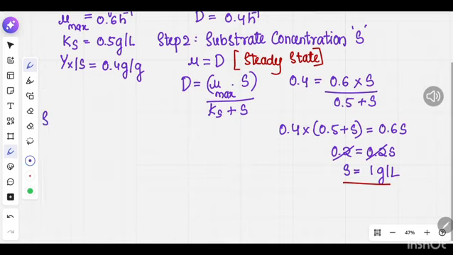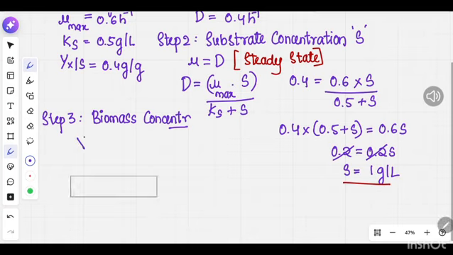Now let us come to step 3. In step 3, we calculate the biomass concentration, and let us conclude it here. We are almost there. The question asks for the exit biomass concentration. So we use the yield equation for this. Biomass produced equals the yield coefficient times the substrate consumed. Remember, substrate consumed is feed minus exit.